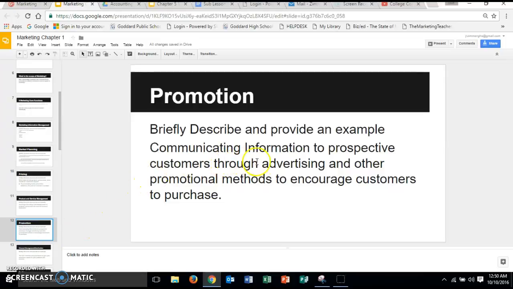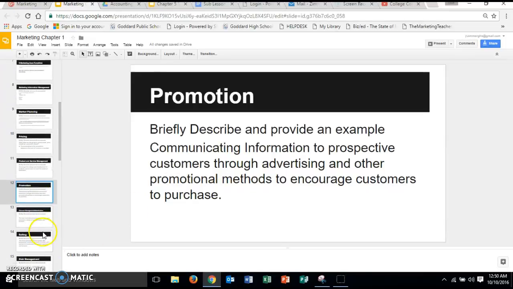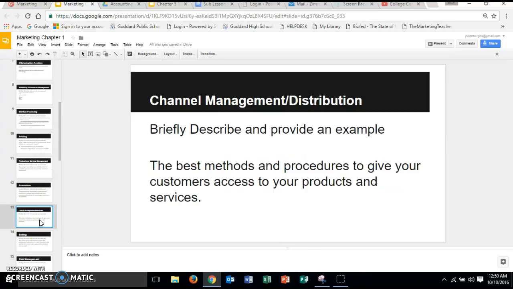Just look at the quick definition and then provide your example slash description based on what you've done so far. The next one is channel management slash distribution. This is how you get your product from its production, its inception, to eventually your customer. So in channel management, we're trying to identify what channels our product has to go through in order to get to the consumer's hands. What have we produced that eventually made it to a consumer's hands, and what were all the processes or the steps that it had to go through to get there? That's what you want to describe here.